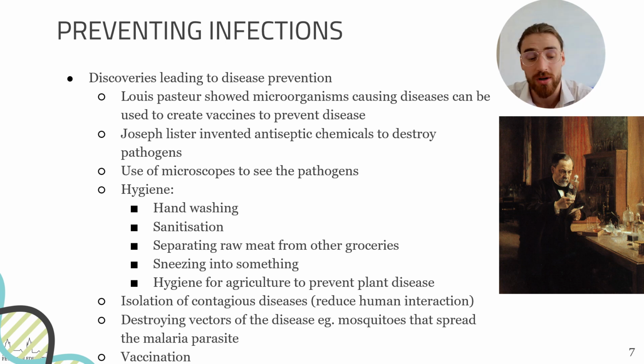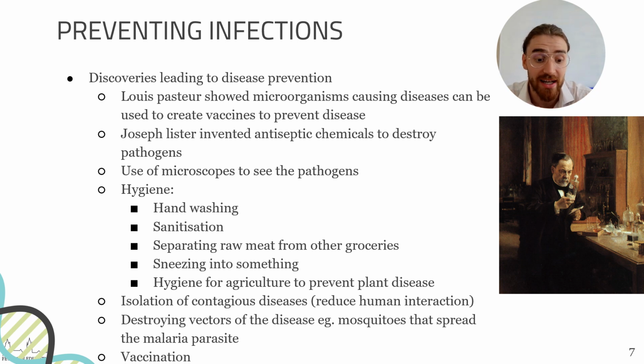General hygiene, so washing your hands, sanitization, separating raw meat from your other groceries so that we don't infect your other groceries that might not be cooked like the raw meat would. Hygiene for agriculture to prevent plant disease. So even on these plant farms, the workers will sanitize their tools, they'll sanitize their hands so that if one of the plants is infected, we don't infect the rest of the crop.